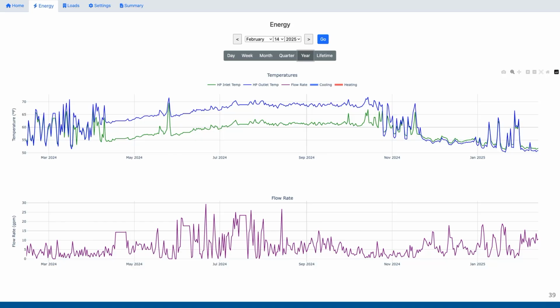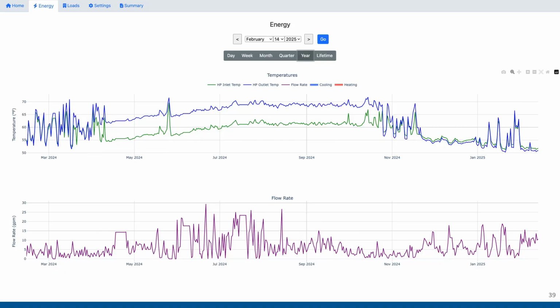So same graphs, but we're looking at February to February, so around a year, February 24 to February 25. Another thing to note is it's cold in Winnipeg, so the ground loop starts at around 45 degrees Fahrenheit. And our ground loop, for those who can see, is around 60 in the wintertime. So that's a little bit of a red flag. And it's just sort of bouncing around, right? It doesn't look like it's being used.